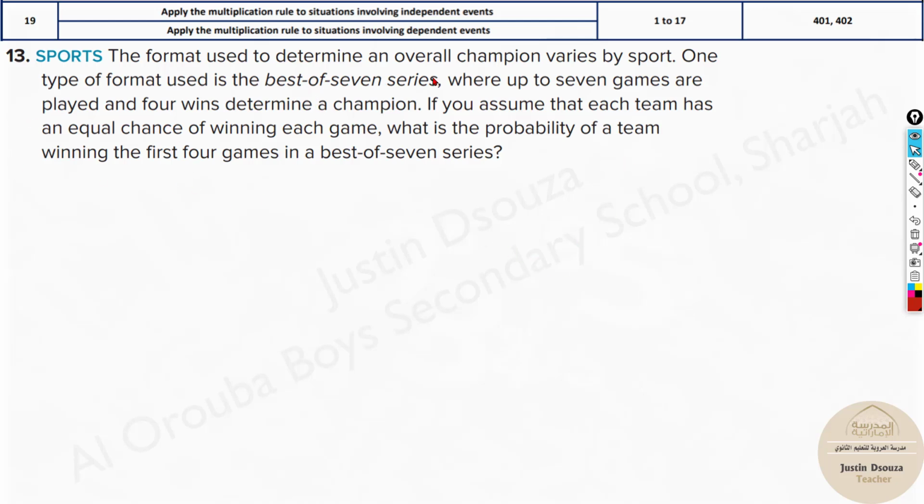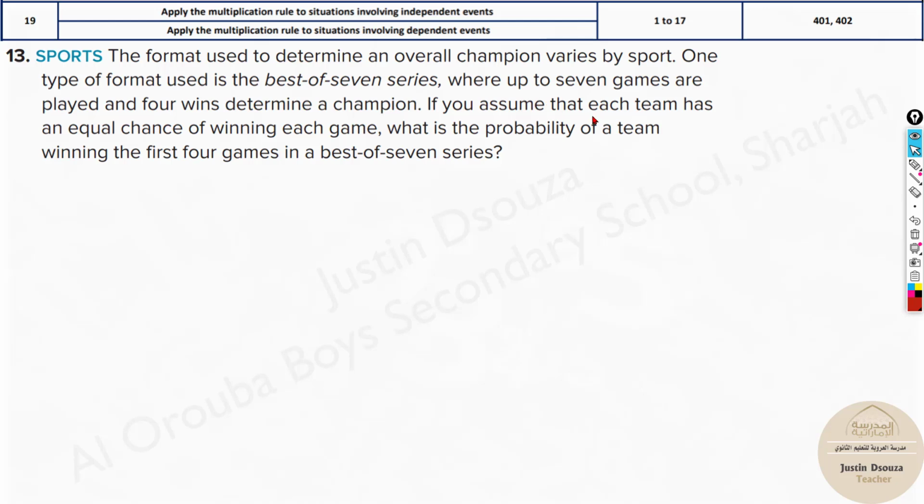The format used to determine an overall champion varies by sport. One type of format used is the best of 7 series, where up to 7 games are played and 4 wins determine a champion. If you assume that each team has equal chance of winning each game, what is the probability a team winning the first 4 games in a best of 7 series?